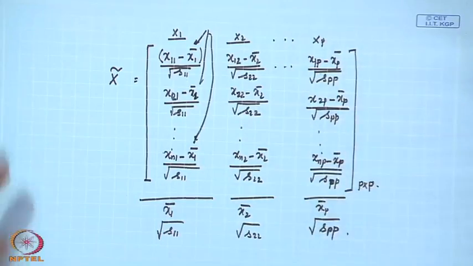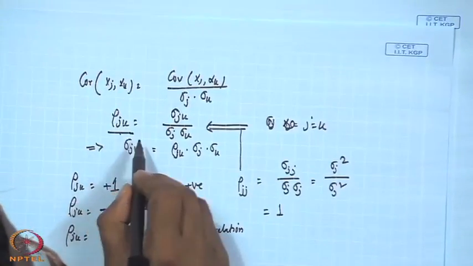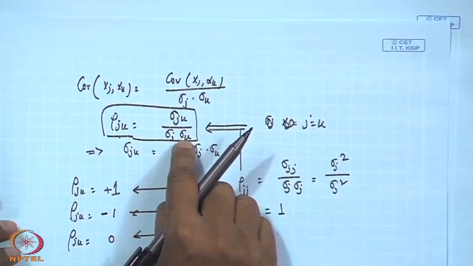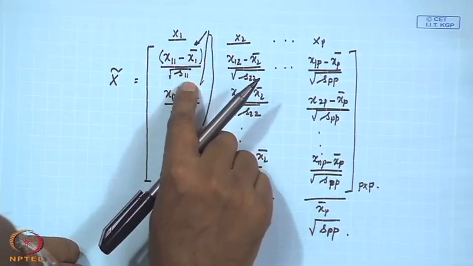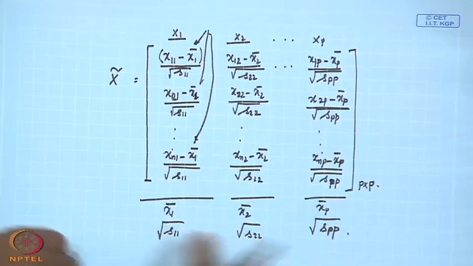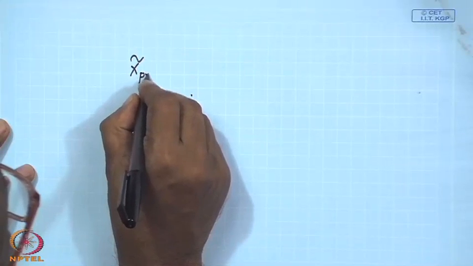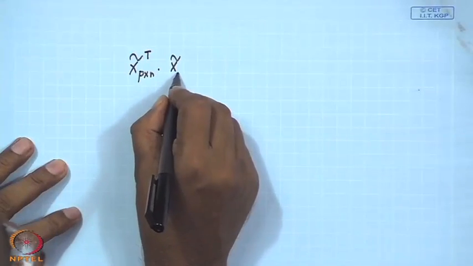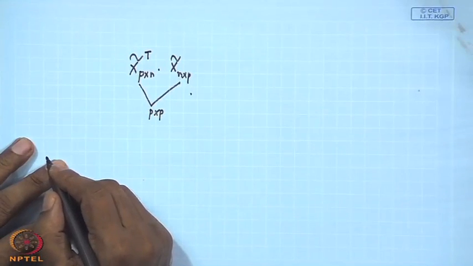So, you see that ultimately if you look at the covariance and correlation relationship, when you say j k, the covariance component is divided by the corresponding standard deviations. To achieve this, we are dividing each of the observations by the corresponding standard deviation. Now, x tilde transpose will be p cross n. If you take the dot product of x tilde transpose with x tilde, which is n cross p, the resultant quantity will be p cross p.